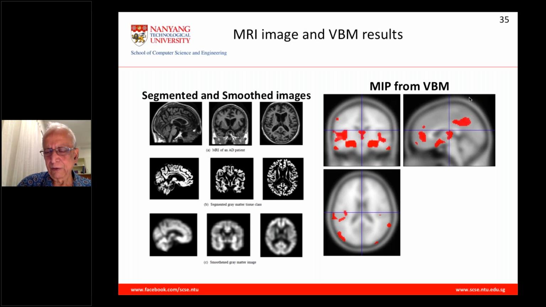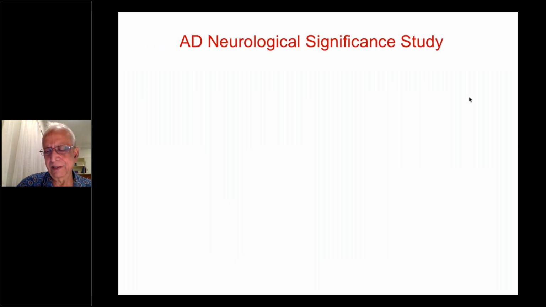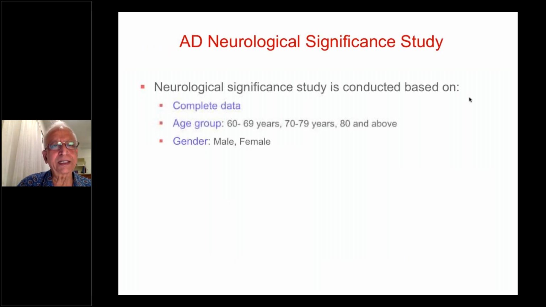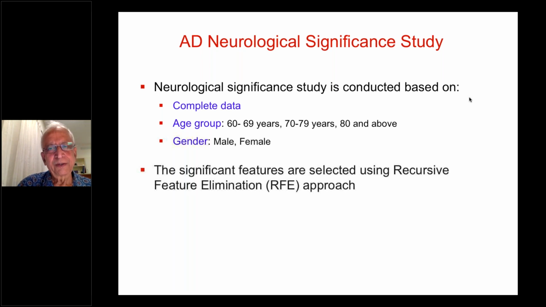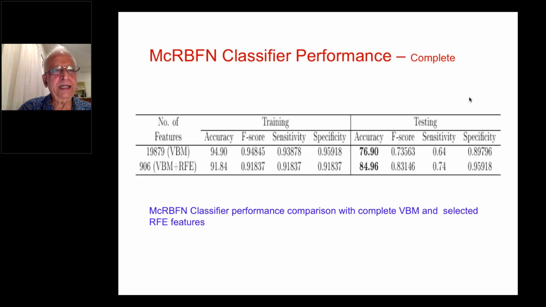Okay, so then you have to convert, right? What is the study? We studied the complete data. Of course, age is very important, gender is important. So how do you select the features? All the details are there, features, and then we did the analysis, right?